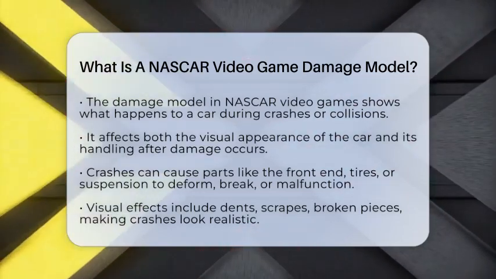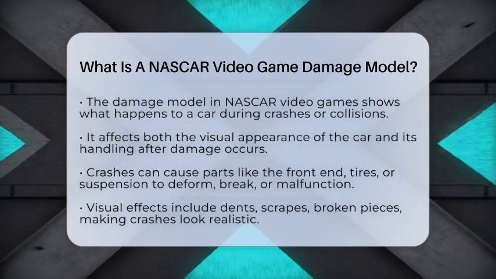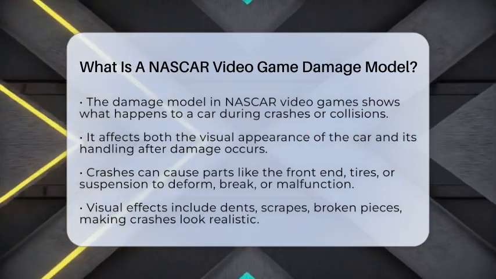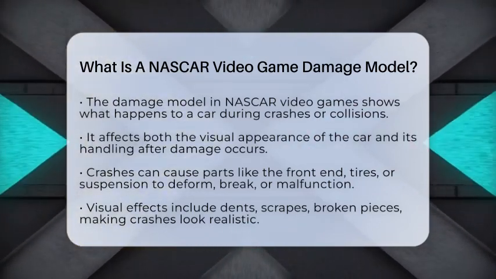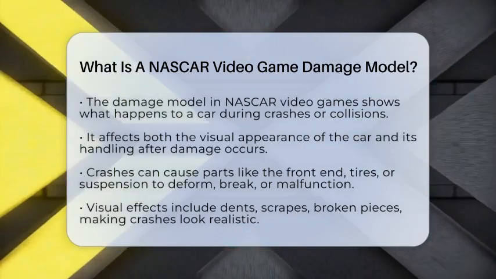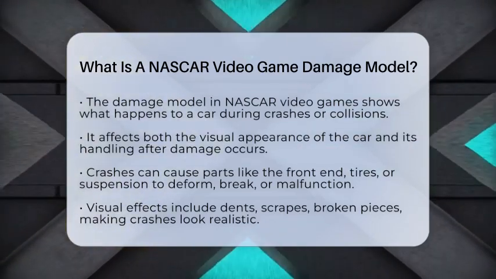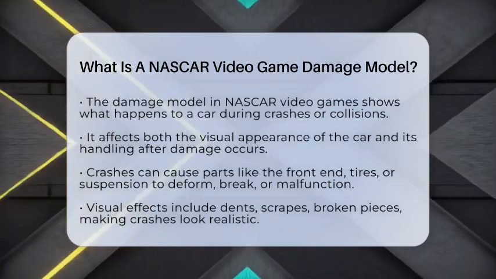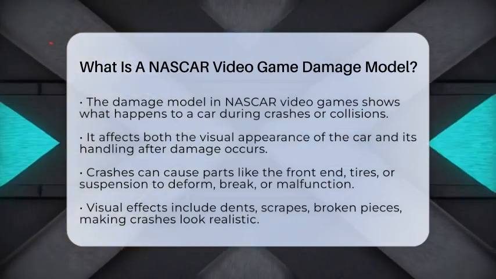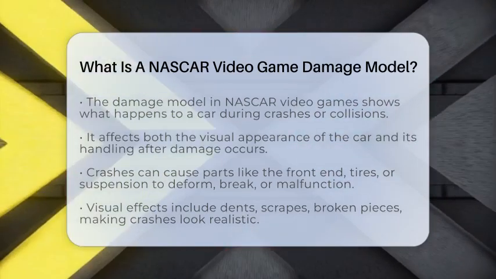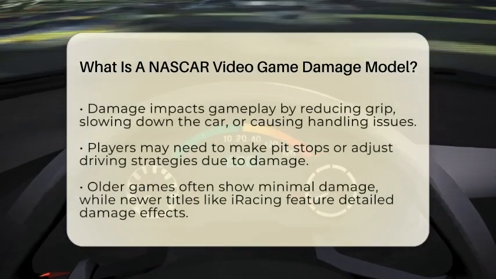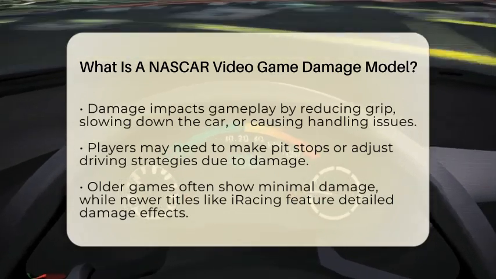collides during a race. It does two main things. It makes the car look like it's been in a wreck, and it affects how the car drives afterward. When your car hits a wall or another car, the damage model decides how the car's parts deform, break, or malfunction. You might see the front end crumple, a tire puncture, or suspension parts bend out of shape. The visual effects are pretty realistic, with dents, scrapes, and broken pieces that make crashes look authentic.